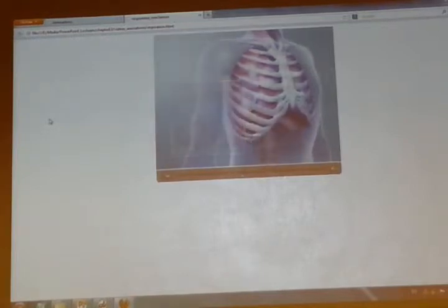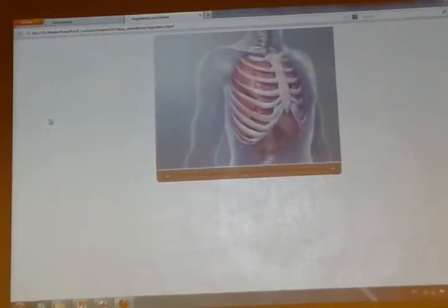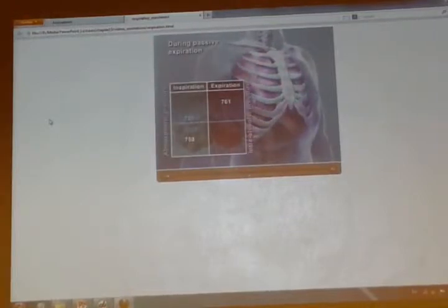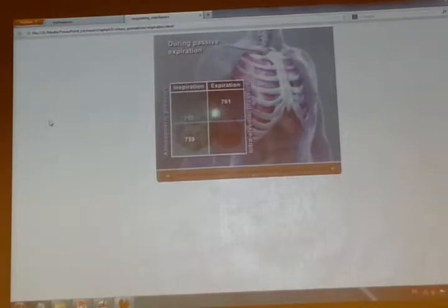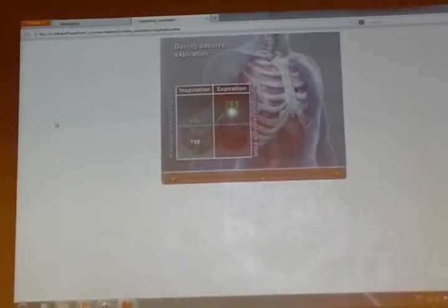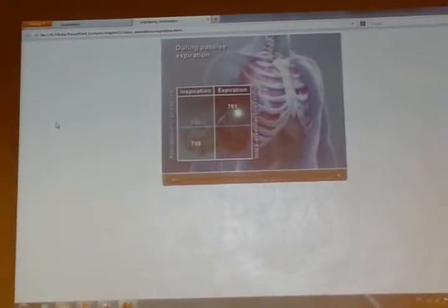No muscles contract to accomplish expiration during quiet breathing. During quiet, passive expiration, the inspiratory muscles relax, and the thoracic cavity and lungs return to their pre-inspiratory size. As the lungs recoil, the intraalveolar pressure increases above atmospheric pressure, so air flows out of the lungs until equilibration occurs.